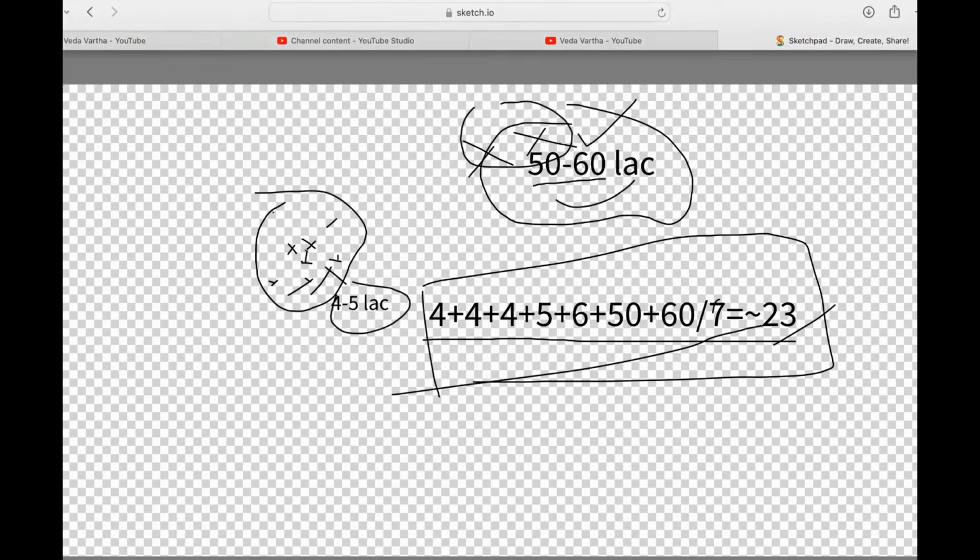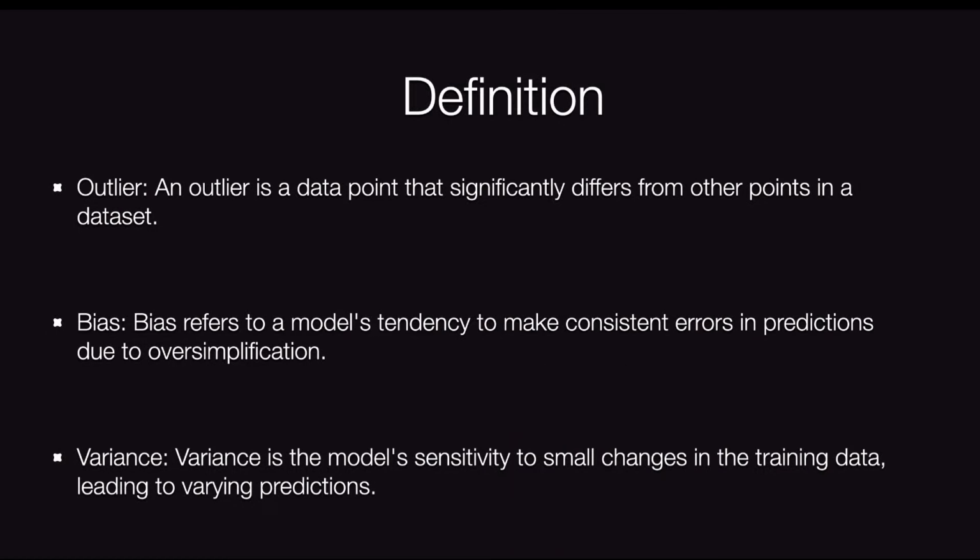Let's see the book's definition. An outlier is a data point that significantly differs from other points in a data set. We just saw that 50 and 60 lakh are completely different from the rest of the output. Now, second is biasness. As the name suggests, it is a model's tendency to make consistent errors in prediction due to oversimplification. In simple words, for example, you think the output will be around 5 or 6, but your output is coming 10, 9 or 11. That means there is a biasness in the output. The output is not correct.